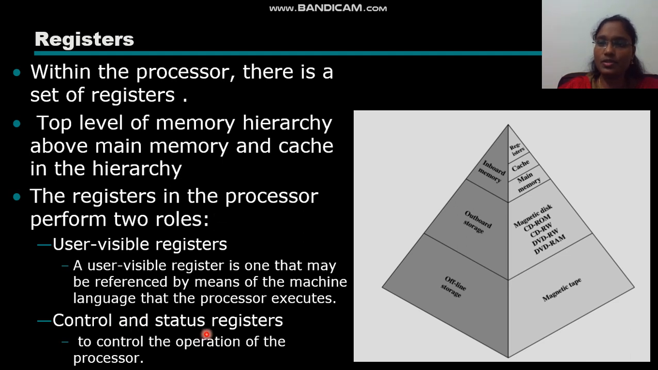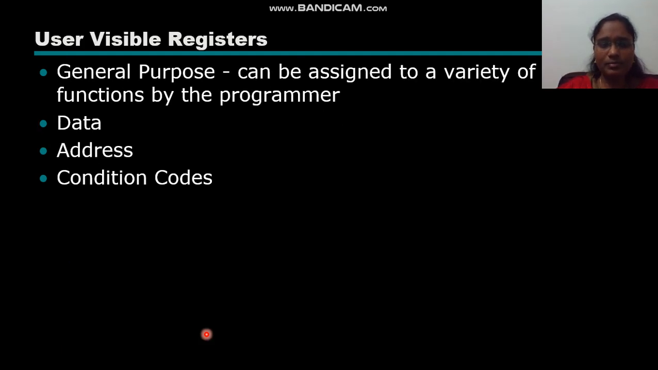So actually it is not exactly these two kinds of categories, but for our understanding we can categorize it in these two ways, so that it will be easier for us to understand how these registers are helpful inside the processor. So the user visible registers are such that they can be referenced by the use of the machine language, and the control and status registers are helpful to control the operation of the processor. So now we'll see about the user visible registers.